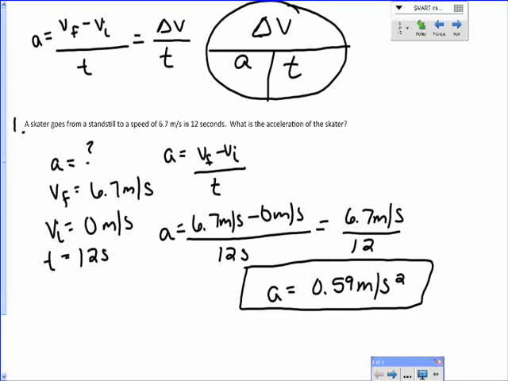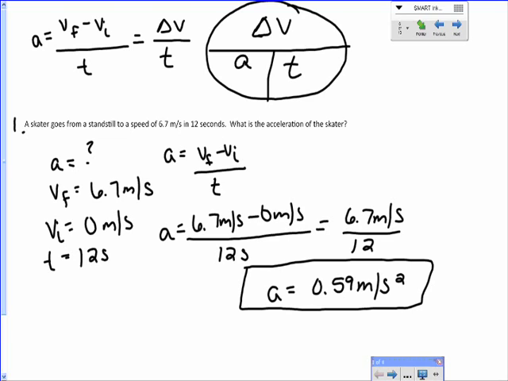Remember that we said acceleration is going to be a positive number if you're increasing speed? So since I have a positive number, let's go back to the problem and make sure that the problem was increasing speed. And it says that a skater goes from a standstill to a speed of 6.7 meters per second. So yes, it's increasing speed, so I should have a positive number, so this should be correct.